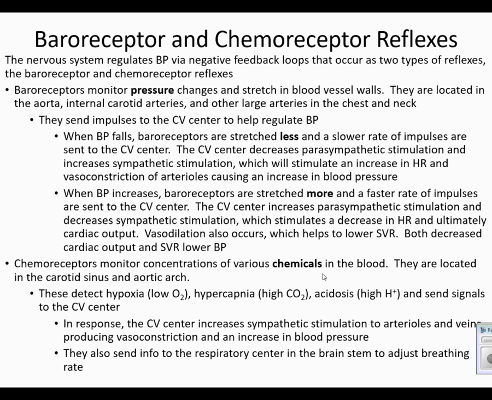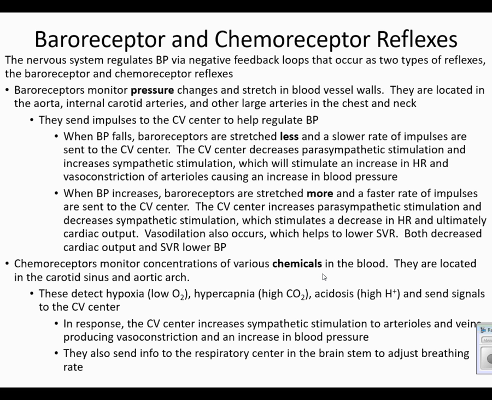When the parasympathetic nervous system is activated and sympathetic is inactivated, our heart rate will decrease, ultimately causing cardiac output to decrease. Vasodilation will occur. That helps lower SVR. Remember, SVR is systemic vascular resistance. Both decrease cardiac output and SVR, lowering blood pressure.